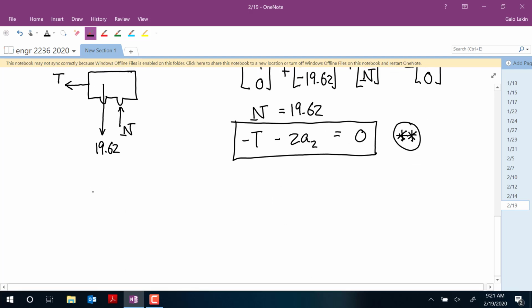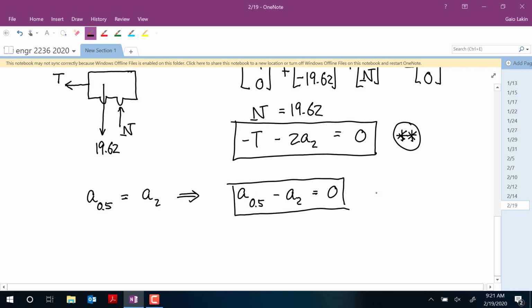So our third equation then is going to be a0.5 is equal to a2. They're in different directions, but that's all done into vectors. These are just the variables. And so our third equation I can write is a0.5 minus a2 is equal to 0. And now we have 3 equations for 3 variables. You could do it as a matrix with 3 rows and 4 columns, use reduced row echelon form, or you could just do it by substitution.